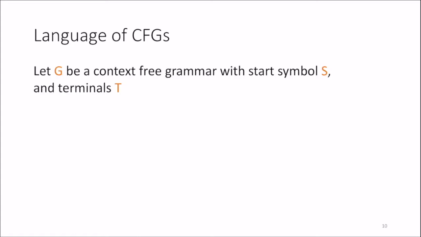Okay, so just like regular expressions were equivalent to regular languages, there is also a notion where each context-free grammar corresponds to a language, a set of strings. So what is the language of context-free grammars? If G is a context-free grammar with the start symbol S and terminals T, the language of G, which just like we did for regular expressions, we'll call L of G, right? So this notation is identical to what we did for regular expressions.